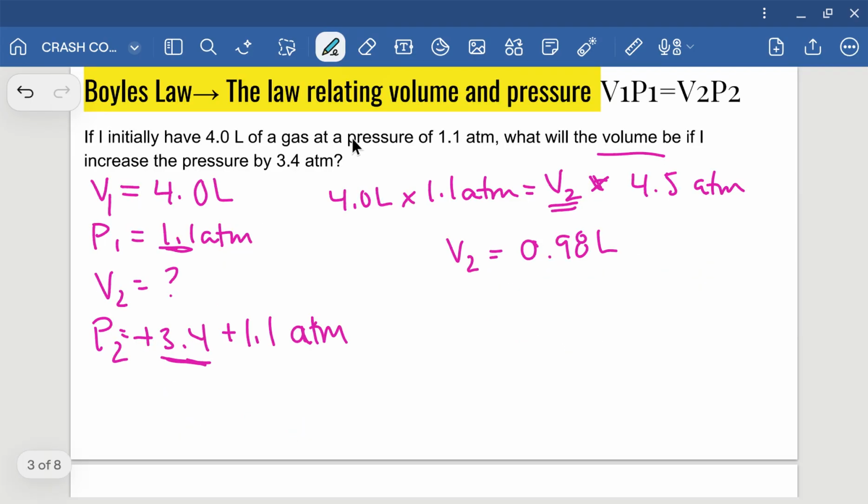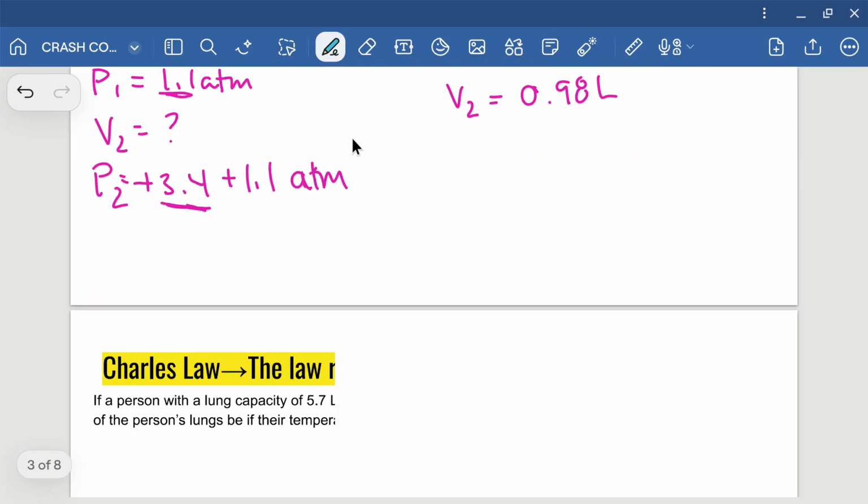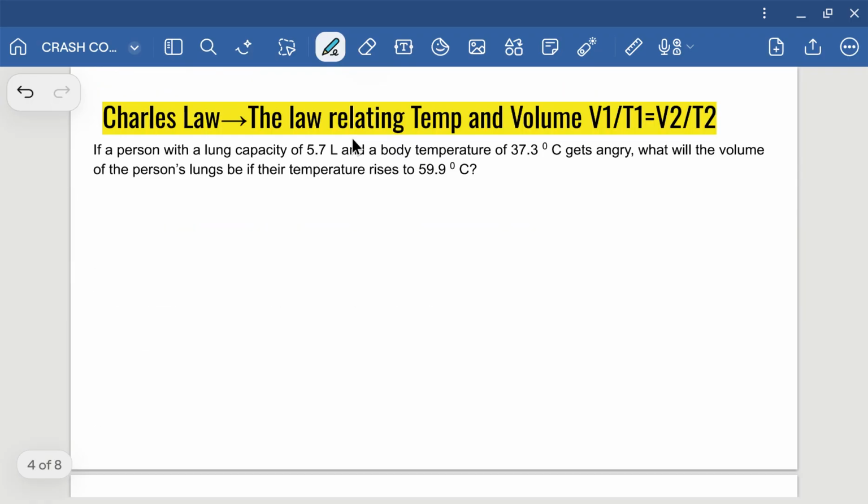The next law that we're going to take a look at is Charles's law. This is the law relating temperature and volume. The law is V1 divided by T1 equals V2 divided by T2. Just like the reminder when we started, your temperature must be in Kelvin. With this one, we have some information about volume in a lung at a certain temperature, and it's asking what the new volume will be if the temperature rises to 59.9 degrees.